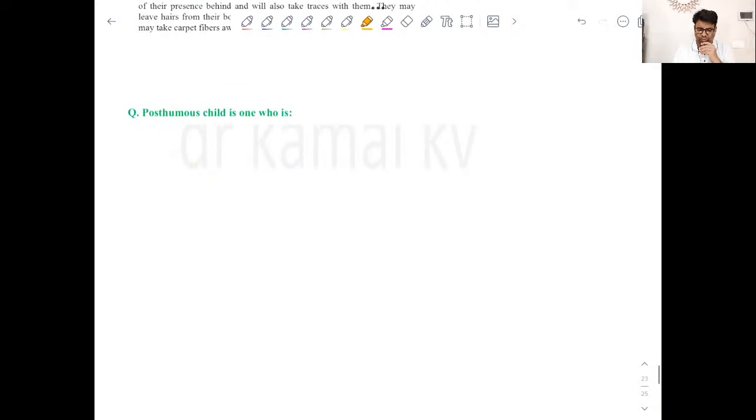Then what is this posthumous child? Any idea? Posthumous child. Any idea what is this posthumous? Very good, very good. So this is actually, post means after, right? Post means after. So after the baby is born, after death of biological father, right? So the original father.